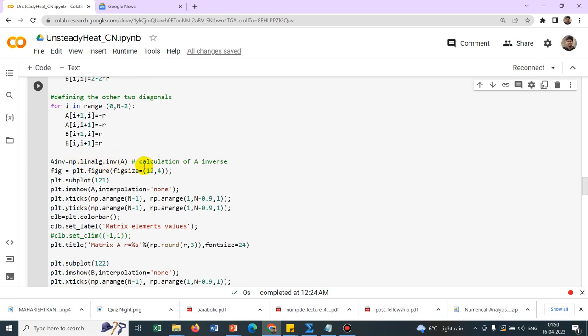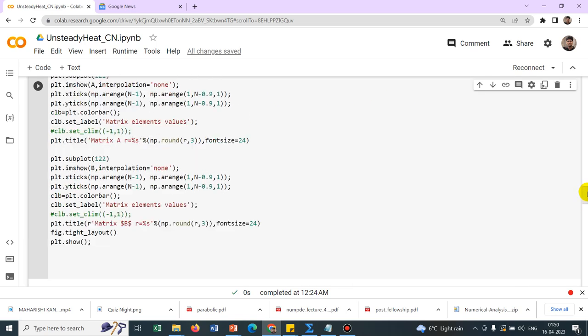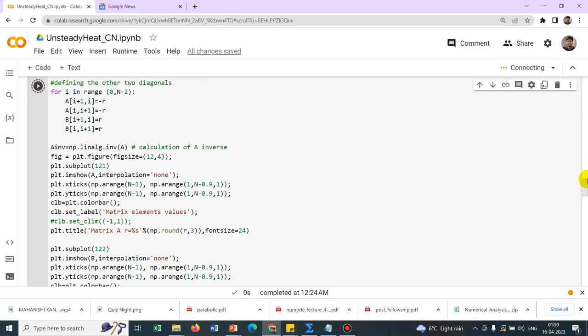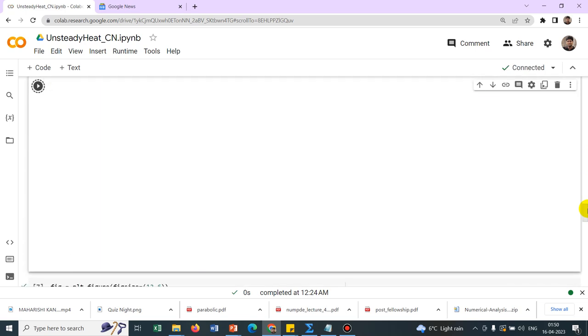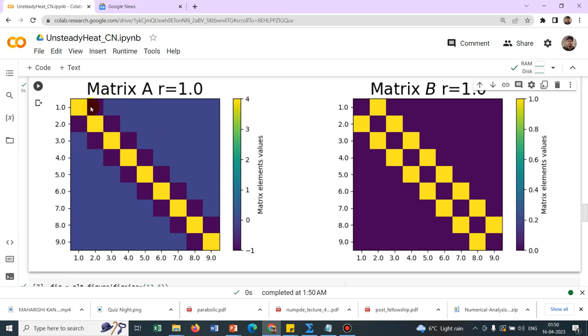Okay, so once the inverse is calculated, then they are plotting it, and in this step they are showing the matrices A and B which they have formulated. Here you can see we have formulated the A and B matrix. In the A matrix we have 2 plus 2R, which comes to 4 because R is taken as 1. But here 2 minus 2R is 0, so at the diagonal we have 0. And in this case we have minus R, so minus 1. And in this case it is R, which is plus 1, the yellow. So we have represented the tridiagonal matrices A and B in a pictorial manner.